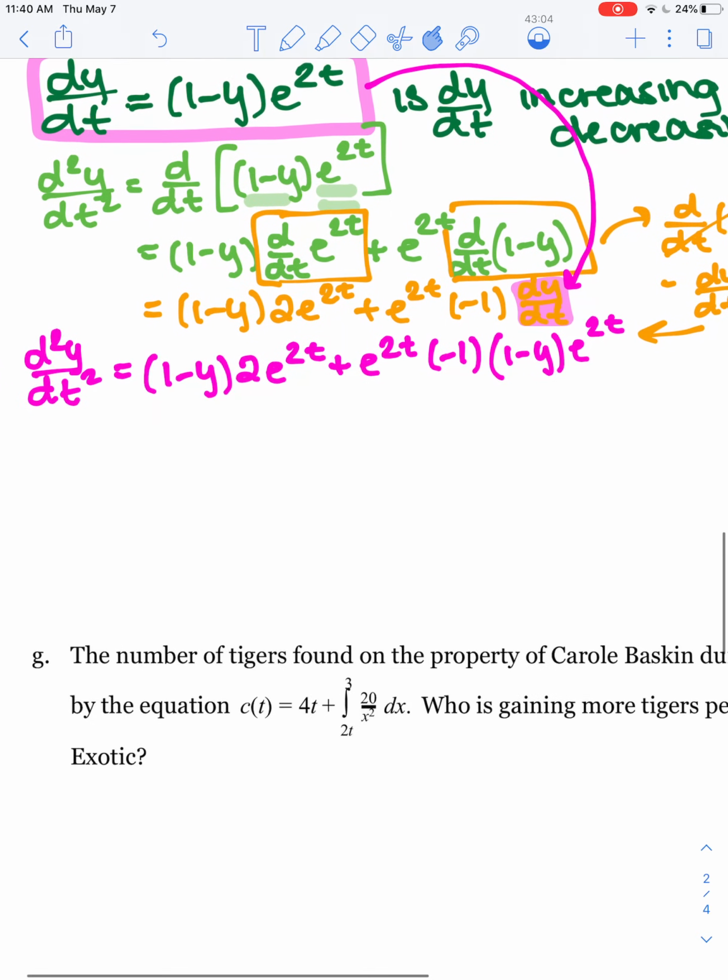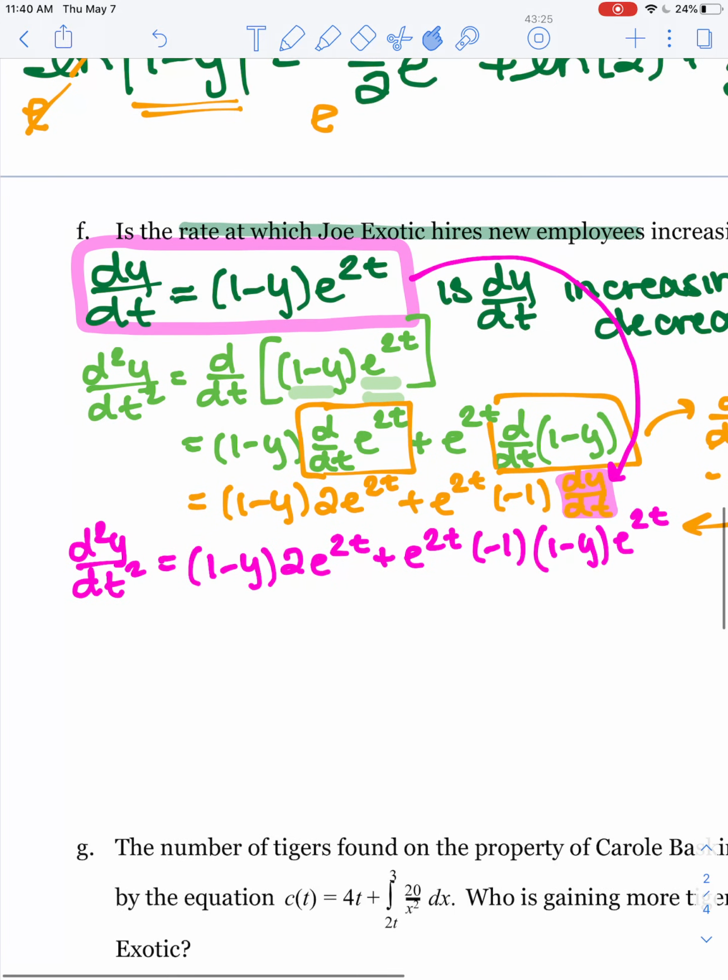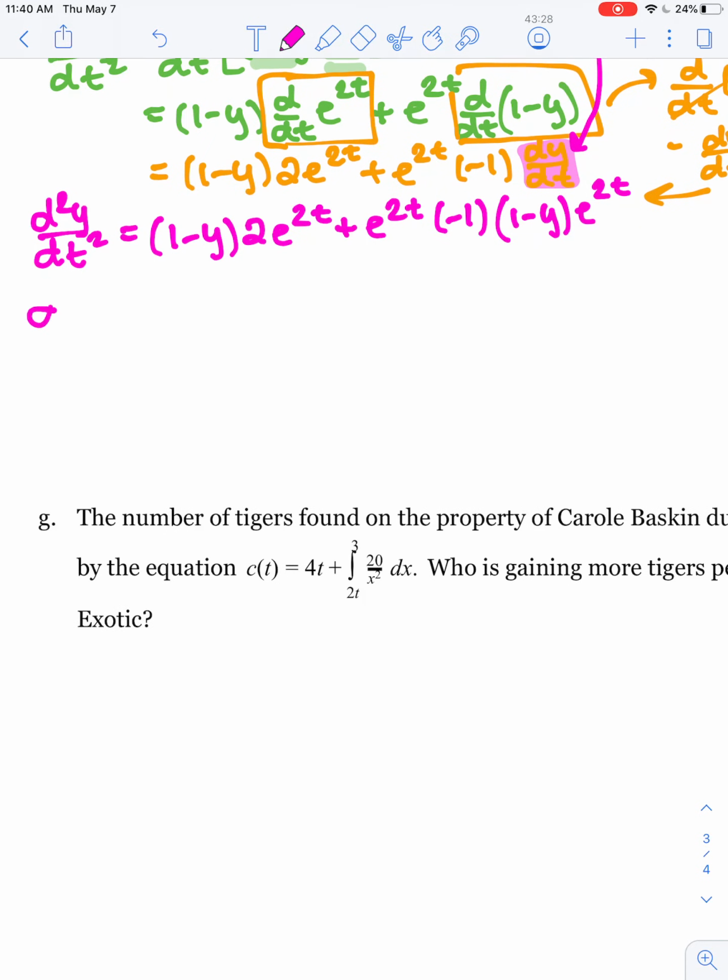So we have our second derivative, and in order to figure out if this is increasing or decreasing at time equals 0, we're going to need to plug that information in. We were also given in part E that when t equals 0, y equals 3. So we're going to look at our second derivative at the point (0, 3). And you need to, on the AP exam, express that this is what you're doing, right? That you're going to look at that function and evaluate it at this point. So we'll go ahead and plug this in.